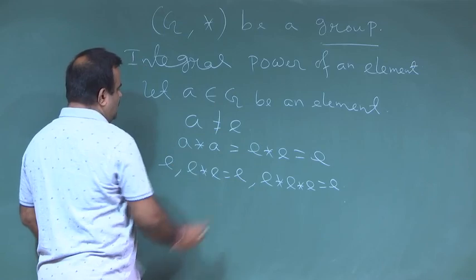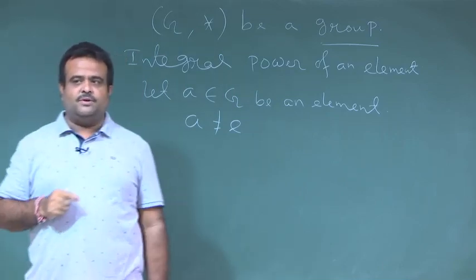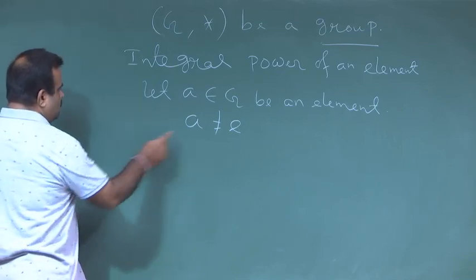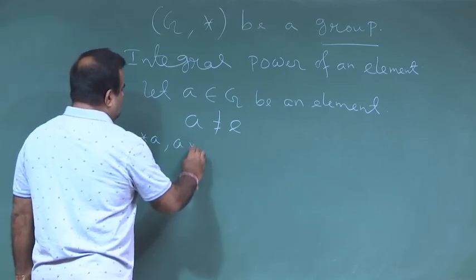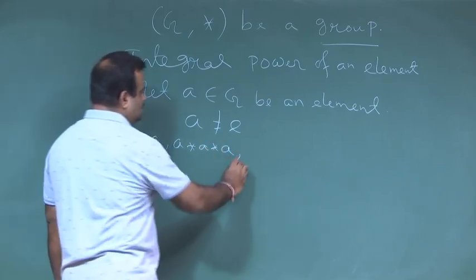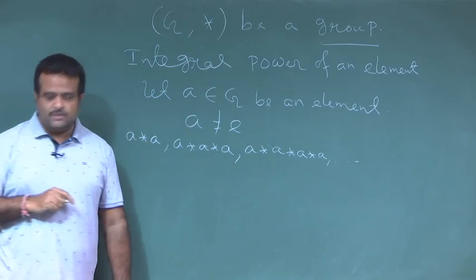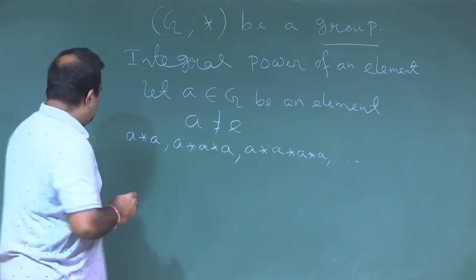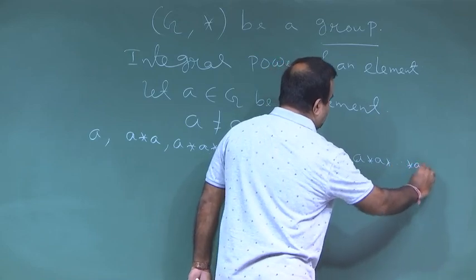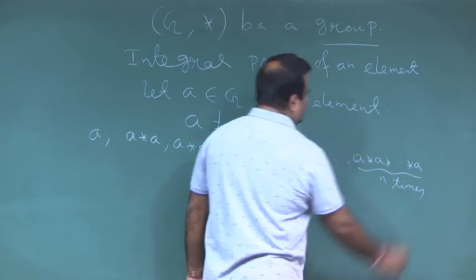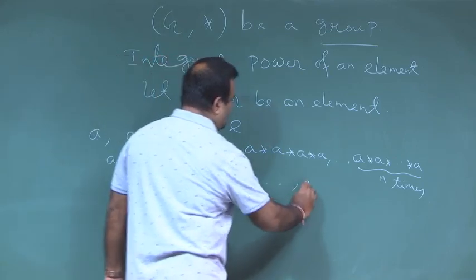But if A is not the identity element, then what we do? This is the integral power of an element, we keep on applying A with itself. So A is an element, so A star A will also be an element because of the closure property. A star A star A, 3 times, then 4 times like this. This way we continue. So in general this is A star A, n times. So, this we denote by A square, A cube, A to the power 4, A to the power n.